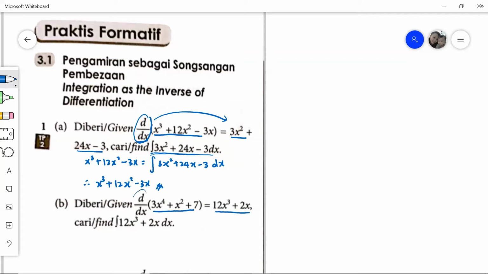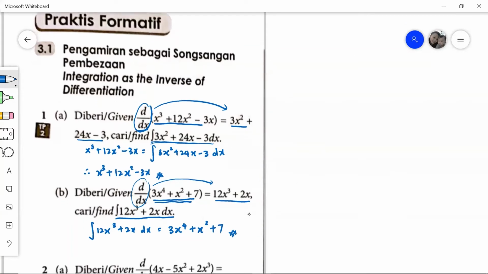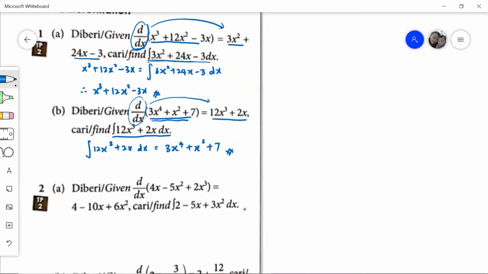So if I change the differentiation function across to the other side, we can rewrite it as integration of 12x cubed plus 2x dx, isn't it? Therefore, the answer will be, so let's write this one, x cubed plus 2x dx. We will get back the original expression, that is 3x to the power of 4 plus x squared plus 7. That's it for question number 1. Now, let us move on to question number 2.